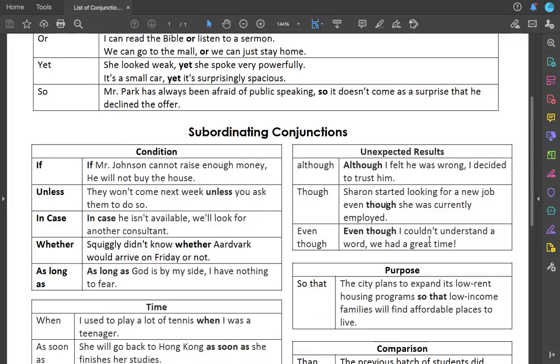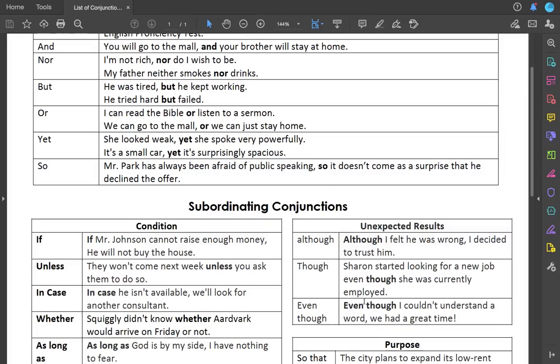Okay? You only need to use a comma if you put it at the beginning of the sentence. So you can see right here, "Even though I couldn't understand a word," and then you use a comma. Why is that? You might be asking, why do we have to use a comma? Here's the thing. I'm going to be talking about this in more detail when we talk about the different types of sentences.